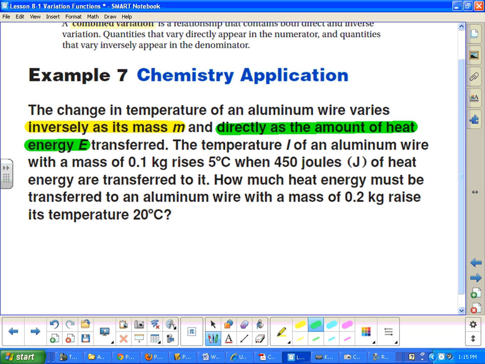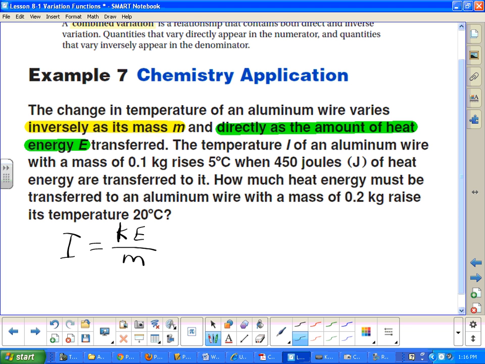So here we have the change in temperature, which they're using I, is equal to k times E over m. M is in the denominator because that's inversely, and K and E are in the numerator because they are directly. Okay? Anything directly is in the numerator, inversely is in the denominator.